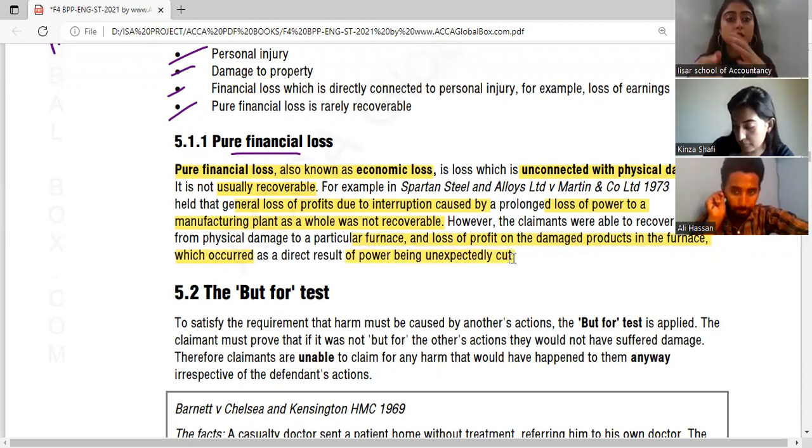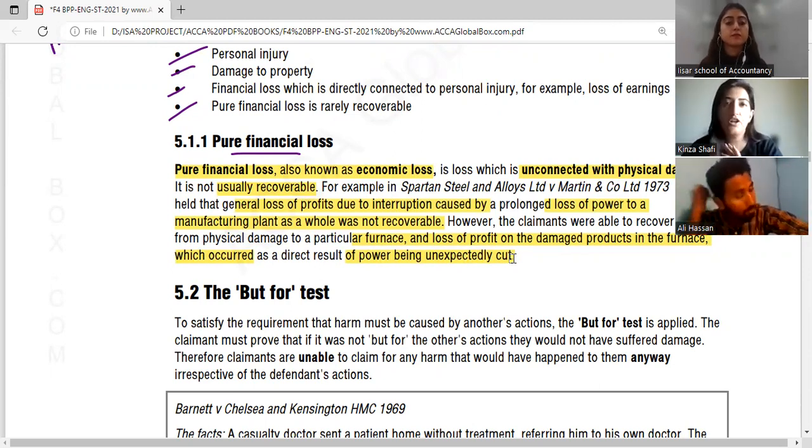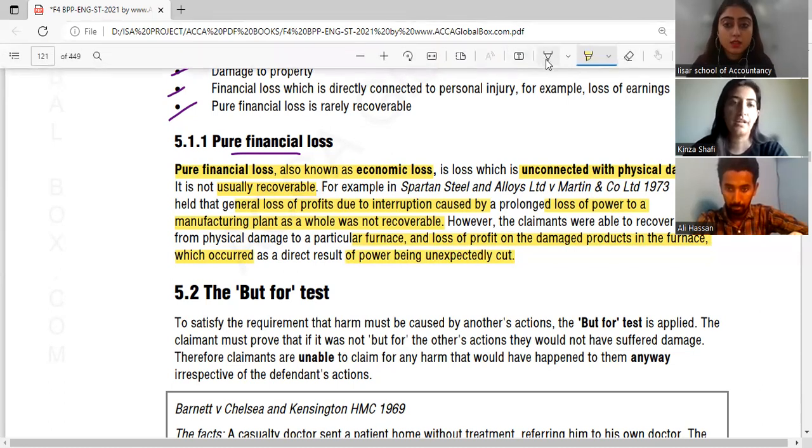What is it saying, Kinza? What do you understand? They're saying that, for example, I have not been physically damaged, but because of you leaking out my knowledge, my shares have gone down. So this has affected me purely financially. You have not come to my house or pushed me, nothing has been done physically. But I have just lost my economic power. So that is also a pure financial loss.